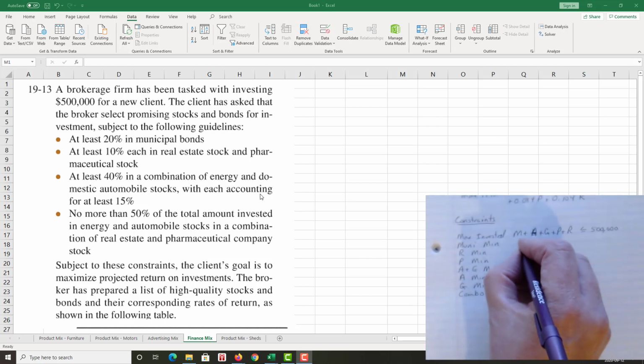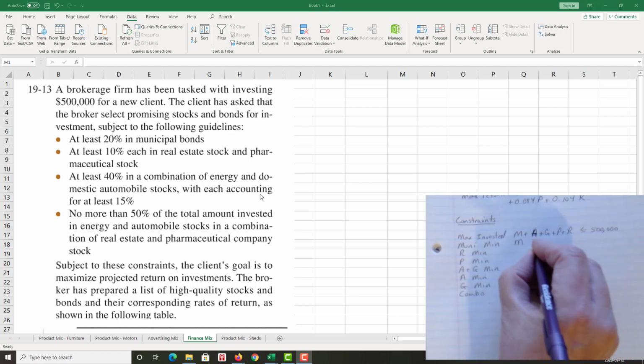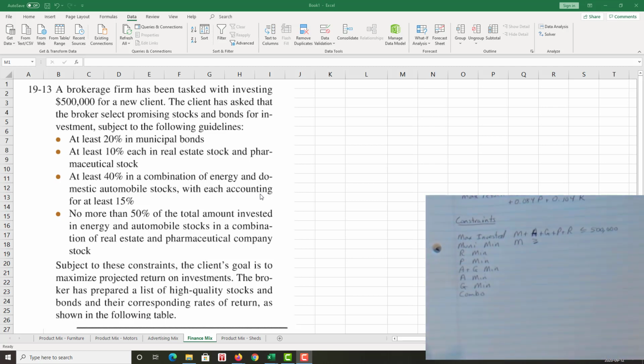Next step is munis. So I have muni min, so that means the amount in municipals could be greater than or equal to some number. 20% of the total amount invested. Now, your gut says, okay, well, it's $100,000 because it's 20% of the 500,000. Well, two things. We're not 100% sure we're going to invest all $500,000. So that is a problem.